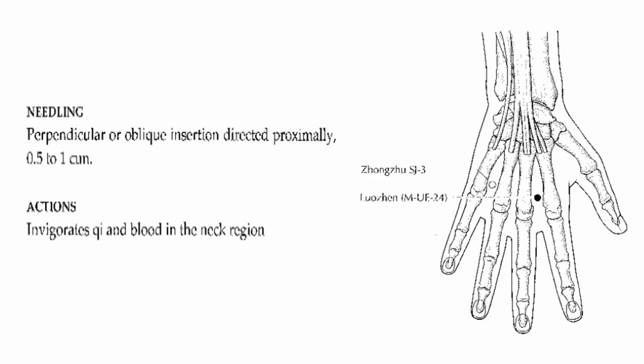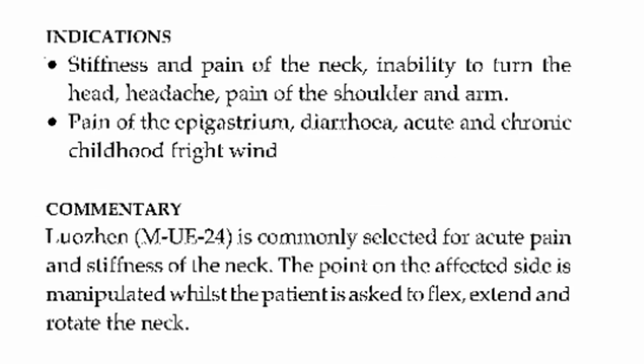Needling: perpendicular or oblique insertion directed proximally 0.5 to 1 cun. Actions: invigorates qi and blood in the neck region. Indications: stiffness and pain in the neck, inability to turn the head, headache, pain of the shoulder and arm, pain of the epigastrium, diarrhea, acute and chronic childhood fright, wind. Commentary: MUE24 is commonly selected for acute pain and stiffness of the neck. The point on the affected side is manipulated while the patient is asked to flex, extend, and rotate the neck.